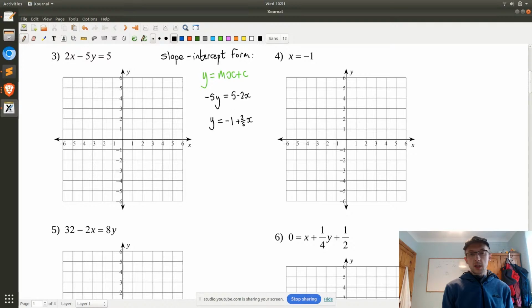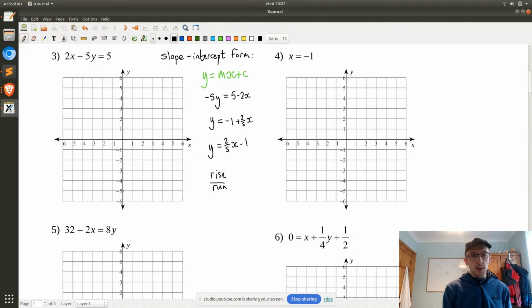But wait, shouldn't I swap these around? Yes, you can, although that is sort of a superficial move, if you like. Doesn't really add much to it. But anyway, now that it's in this format, we know that the gradient is 2/5. And as gradient is defined by rise over run, that means to articulate what the slope is, you go up by 2 for each 5 that you go across.